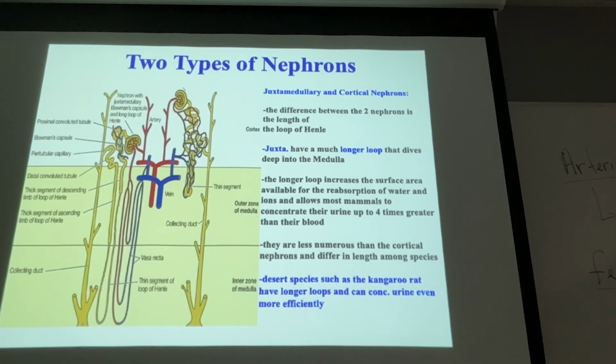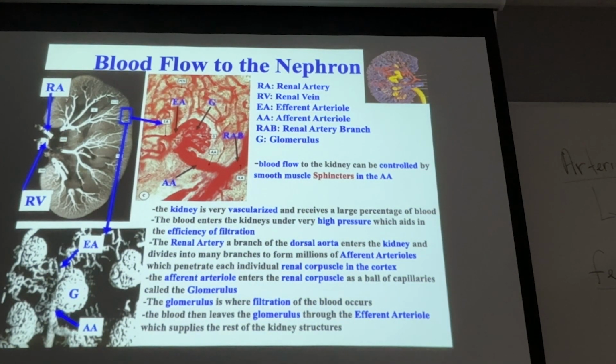Desert species have longer loops. The most amazing thing about kangaroo rats is their loop is so long that the renal papilla, they have one major renal papilla, one big pyramid basically, not many, pokes out of the hilus. It's so big. Their loops are so long that they basically poke out of the hilus. I'll show you a picture of it. It's pretty funny looking. All right, so which led right into your wonderful question there about blood supply.